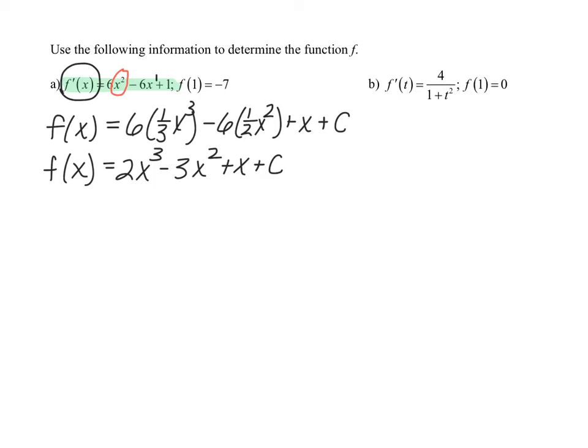But then notice the additional information that you have been given. We've been given that f of 1 is equal to -7. So we have a specific value. When x equals 1, we know the value of the function is -7. And this is going to allow us to solve for the constant and find a specific antiderivative instead of the general antiderivative.